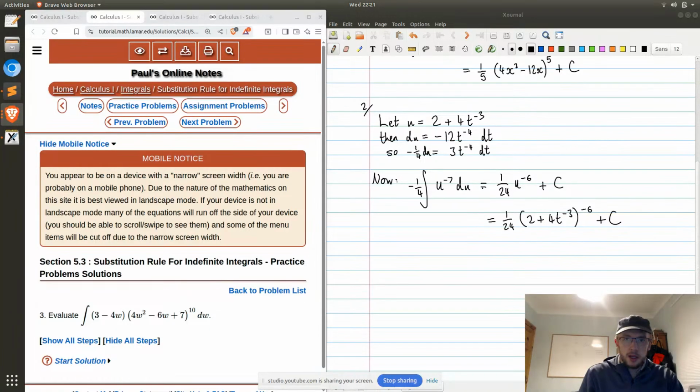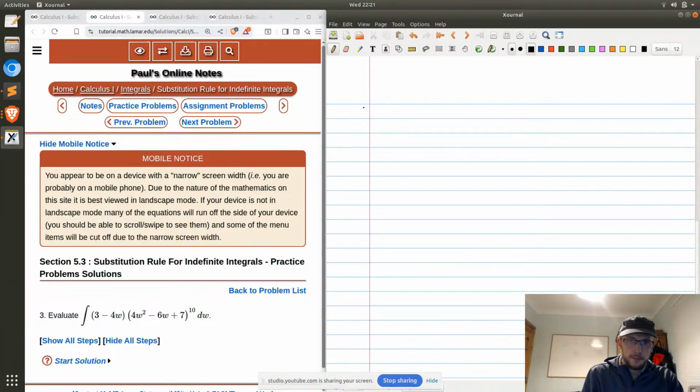Problem 3. We'll use u substitution. We'll let u equal 4w squared minus 6w plus 7. We'll take differentials. So du equals 8w minus 6 dw.